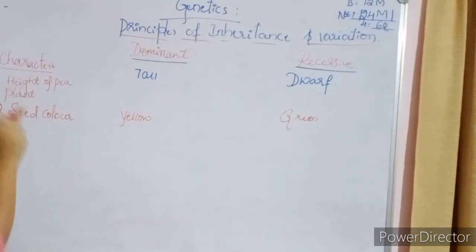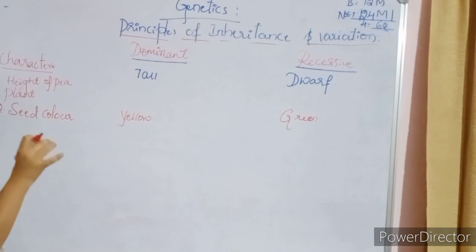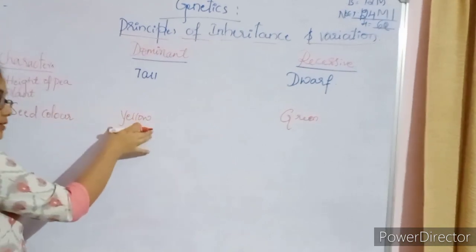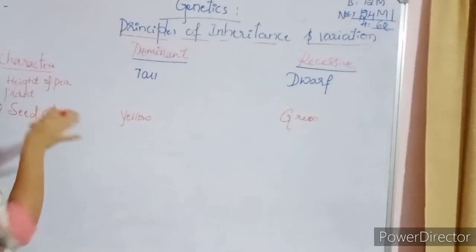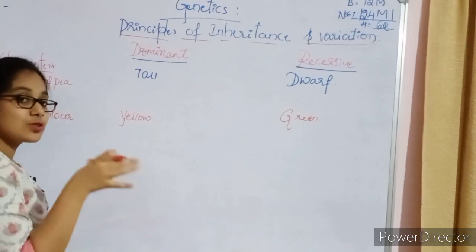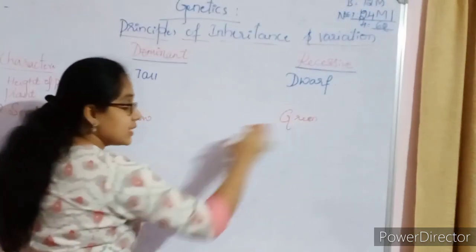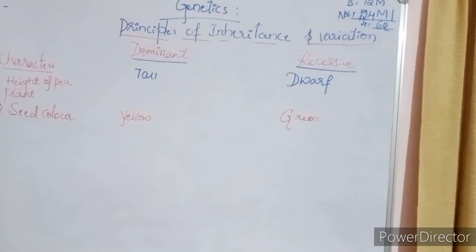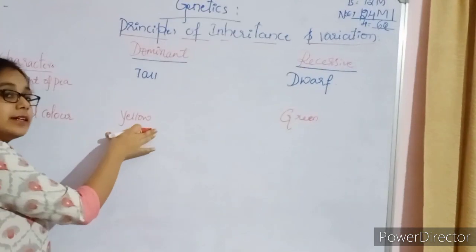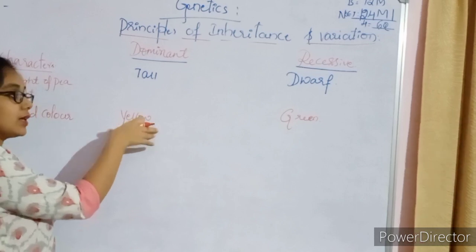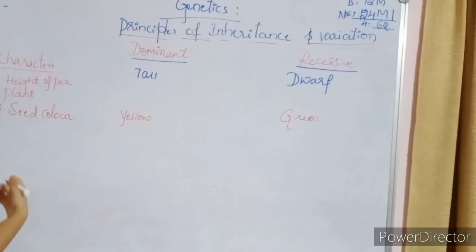Why? Because when the pea plant containing yellow seed color was crossed with the pea plant which was containing green seed color, the offspring obtained was a yellow colored seed plant. So we can call this character as dominant character.